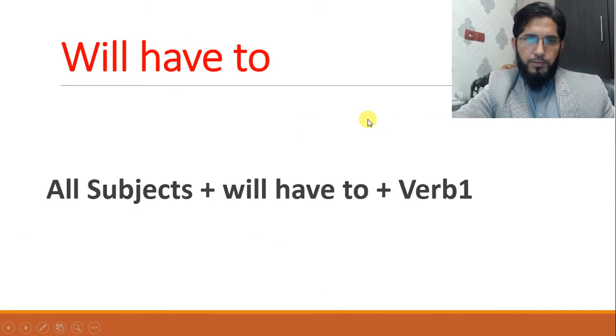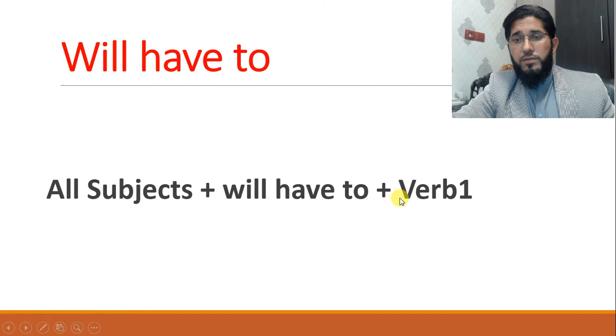Now we move to will have to. You can also talk about your future obligation, or I mean, you can talk about obligations in the future time. So the same thing, all subjects plus will have to plus verb base form. There is no difference. You can use all subjects with will have to.